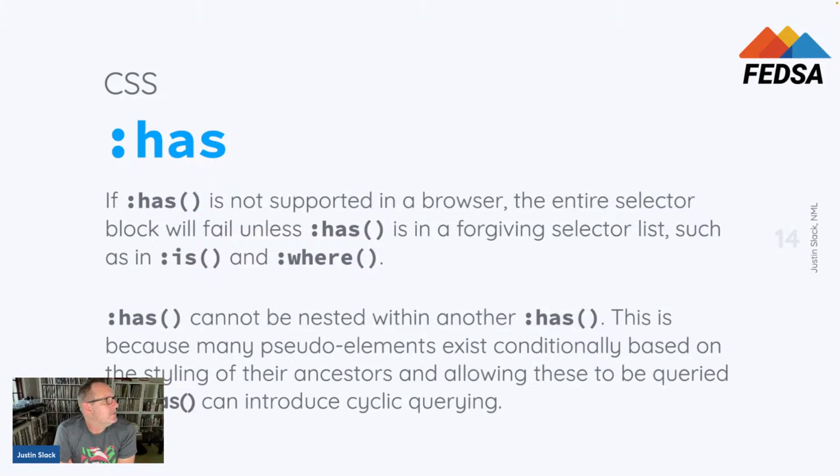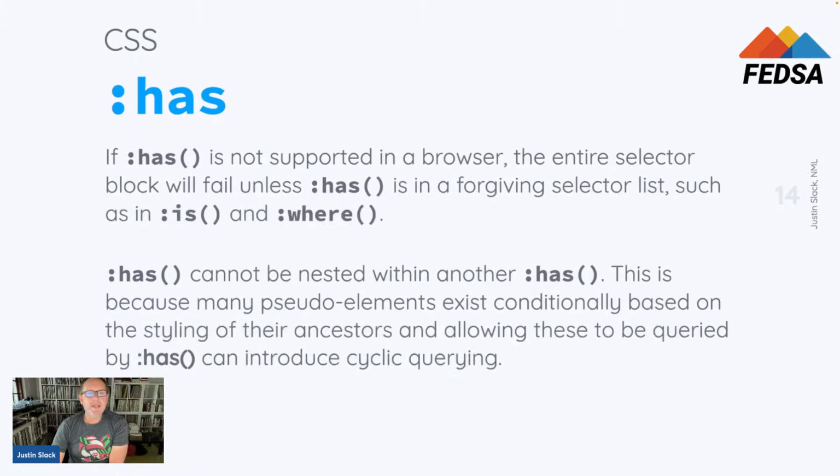Additionally, you can't use pseudo-elements within :has. So pseudo-elements like ::before and ::after, are invalid or valid? No, that's not true. Let me go back. ::before and ::after cannot be used within :has, as they're just not valid anchors. So you can't go :has(.foo::before). You can't say, does this have a pseudo-element? That is not allowed.